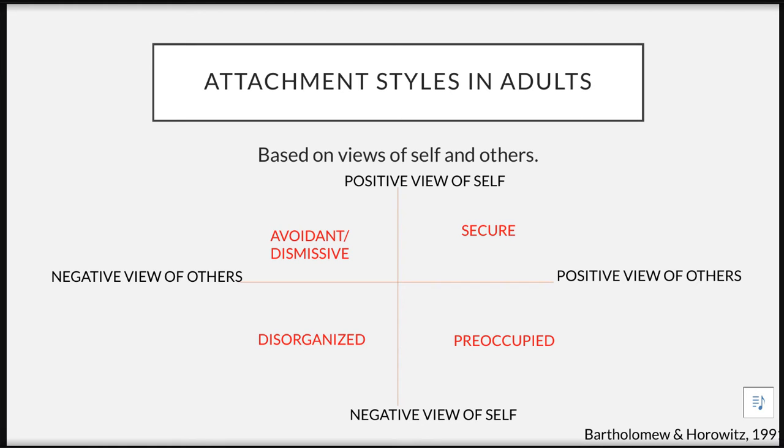In other words, secure think that they matter and other people matter. Preoccupied people feel they do not matter while other people matter. Avoiding people think that they do matter but other people do not matter. And disorganized, they don't think they matter nor do other people around them.